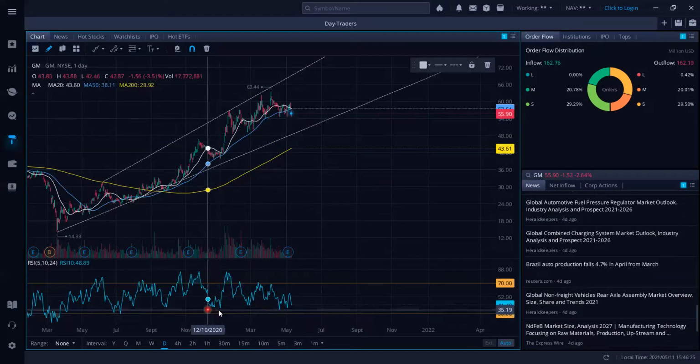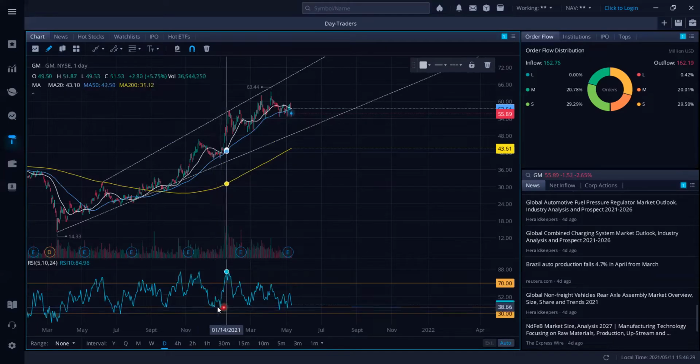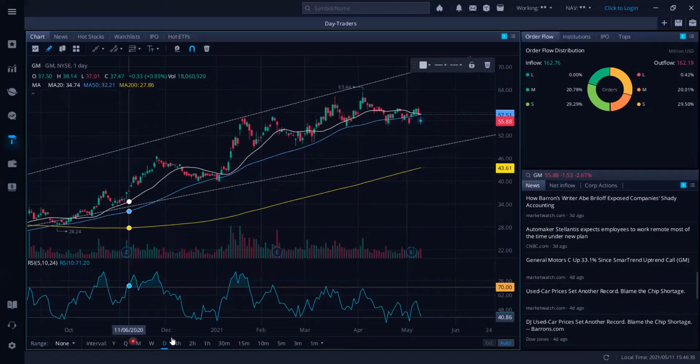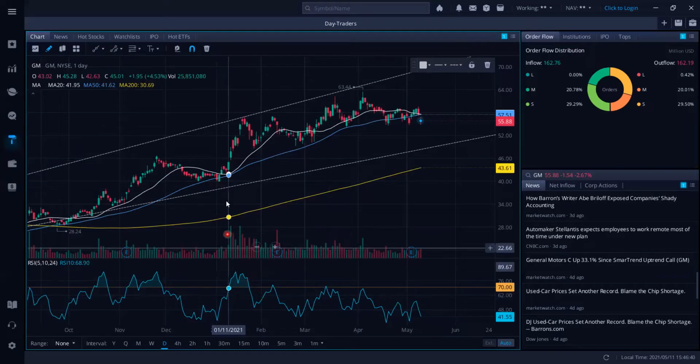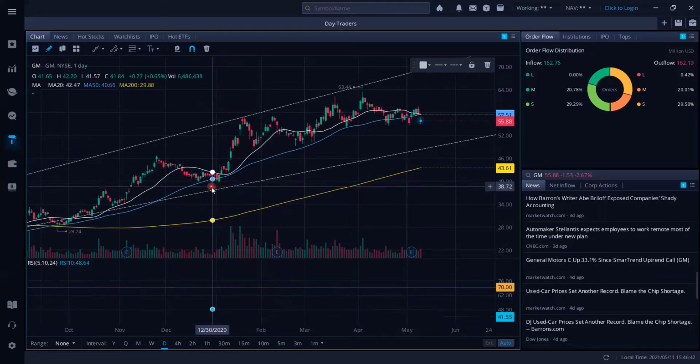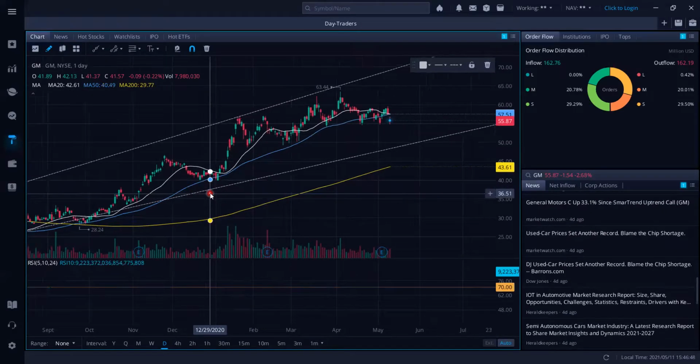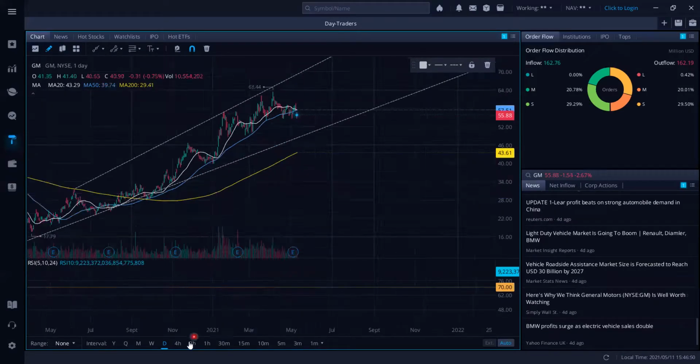As you can see, in these areas where it never really made it to oversold, it also never really made it to our point of resistance, right? Let's zoom in. Never made it to oversold, also never made it to resistance. Is that a coincidence? Definitely not. So that's something just to keep in mind.